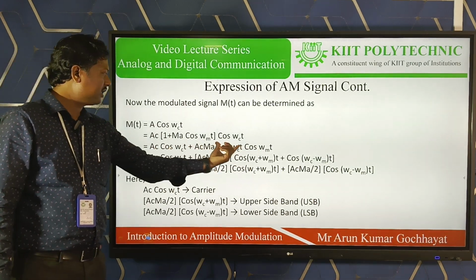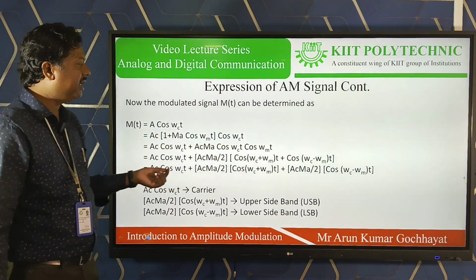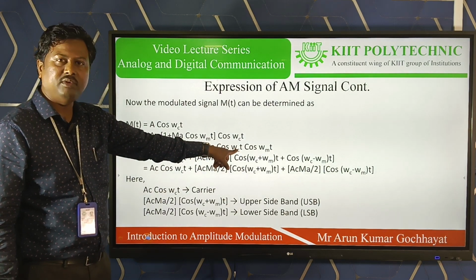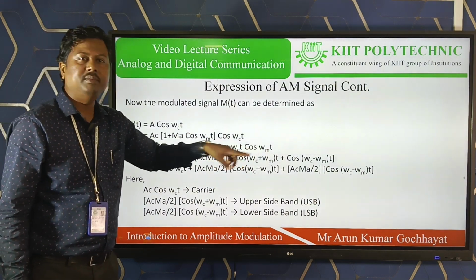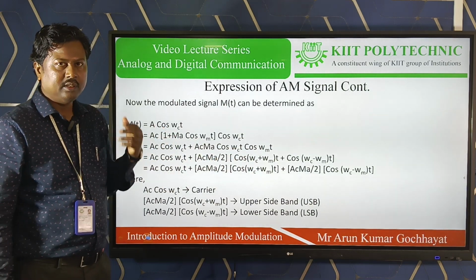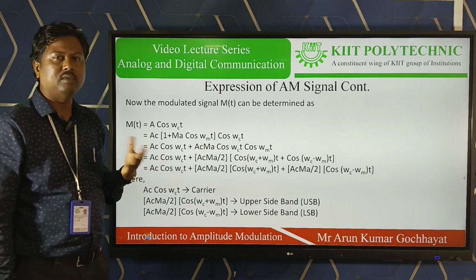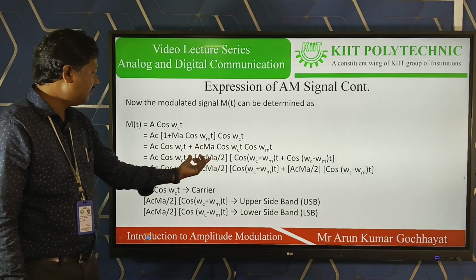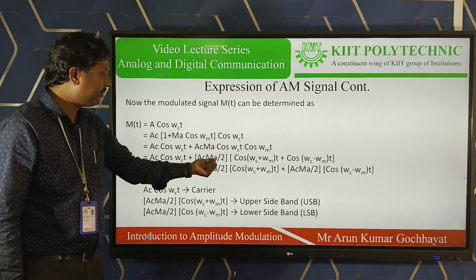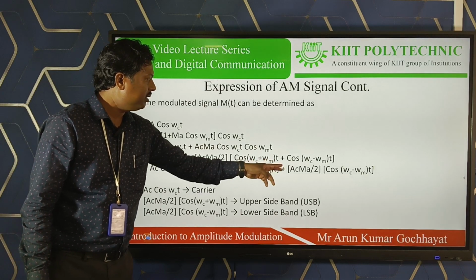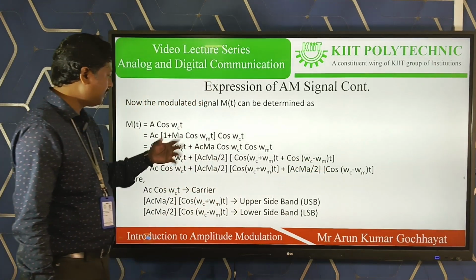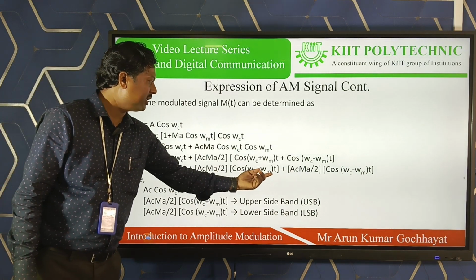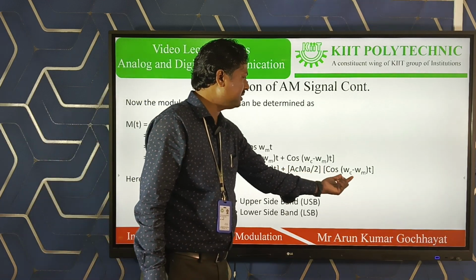Now this expression can be expanded by using the formula for cos A into cos B. Here cos omega ct will be taken as A and omega mt will be taken as B. So cos A into cos B can be replaced by the formula 1 by 2 [cos (A plus B) plus cos (A minus B)]. In that way we will have AC into MA by 2 [cos (omega C plus omega m)t plus cos (omega C minus omega m)t]. So after expanding we will have AC cos omega ct, plus AC MA by 2 cos (omega C plus omega m)t, plus AC MA by 2 cos (omega C minus omega m)t.